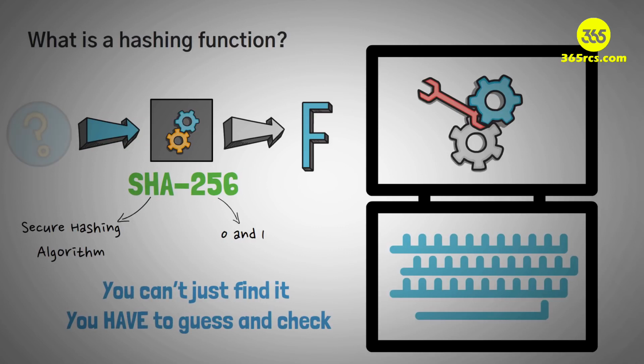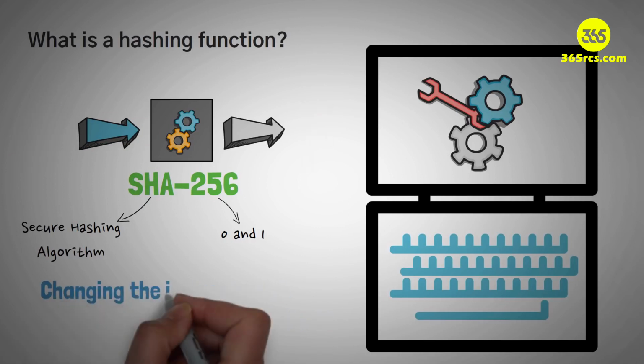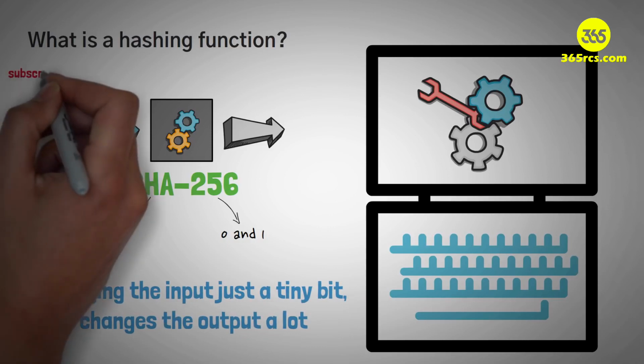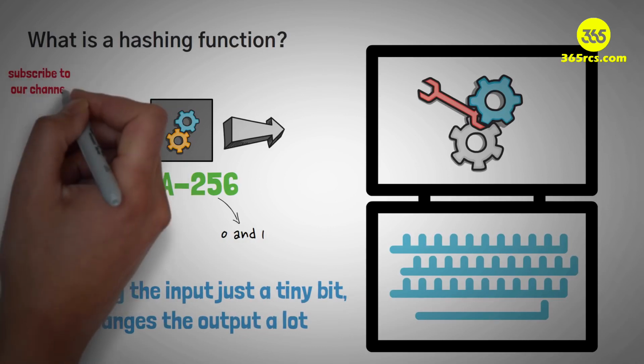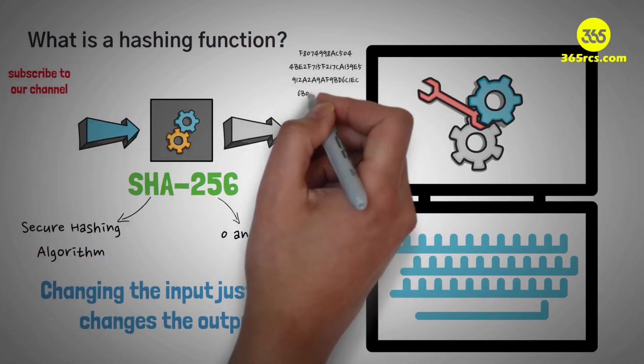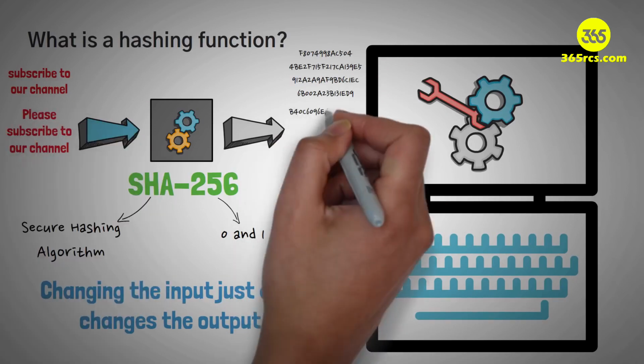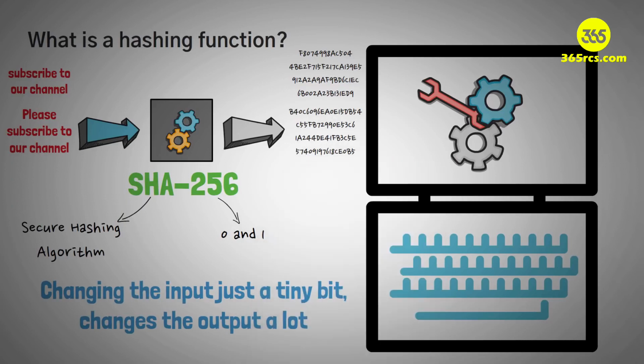The second thing you need to know about hashing functions is that changing the input just a tiny bit changes the output a lot. So basically, if you do SHA-256 of "this subscribe to our channel," you get this as the output. However, if you do "please subscribe to our channel," you get this. See, these are completely different, even though we added one word.